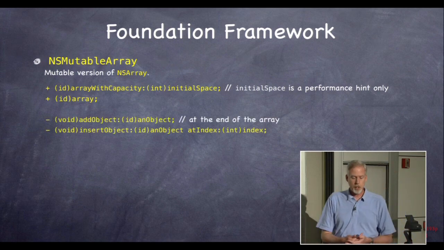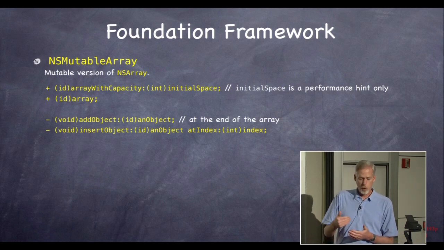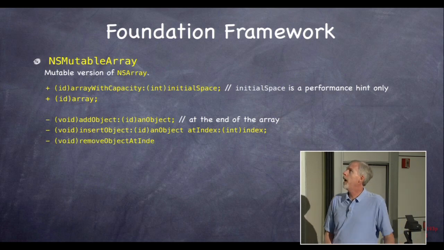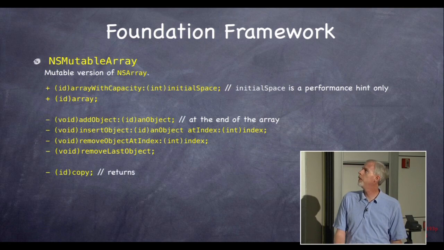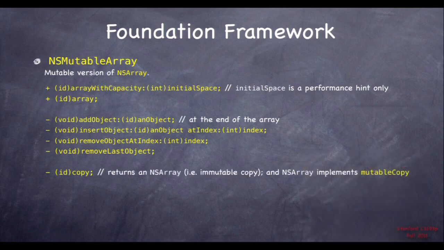The main methods in a mutable array, of course, are add and insert object and remove object. Exactly what you would expect. There's remove last object, which is a convenience method to do that. We use that. Don't forget that copy on a mutable array returns you an immutable array. And mutable copy on an immutable array returns you an NSMutableArray. Okay? So you can go back and forth by creating a new one.